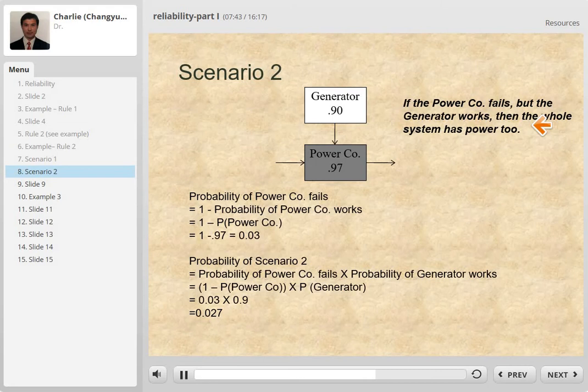The probability of scenario 2 equals the probability that the power line fails and the generator works. Formally, it is 1 minus P(power line), times P(generator), which equals 0.03 from here, times 0.9, that is the probability of the generator. That equals 0.027. This is the probability of scenario 2.